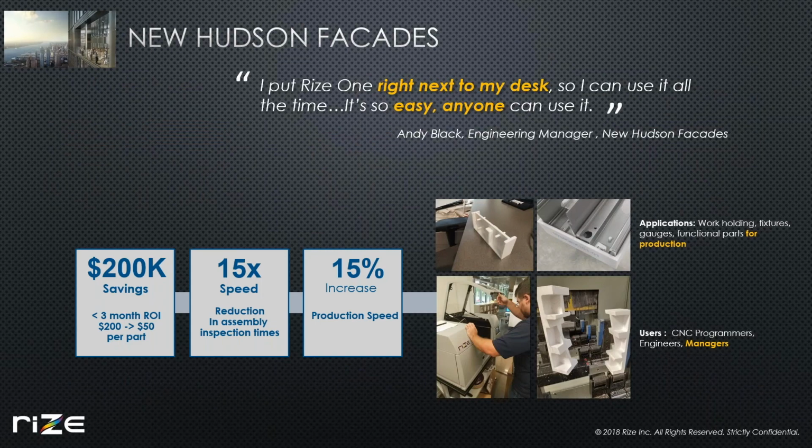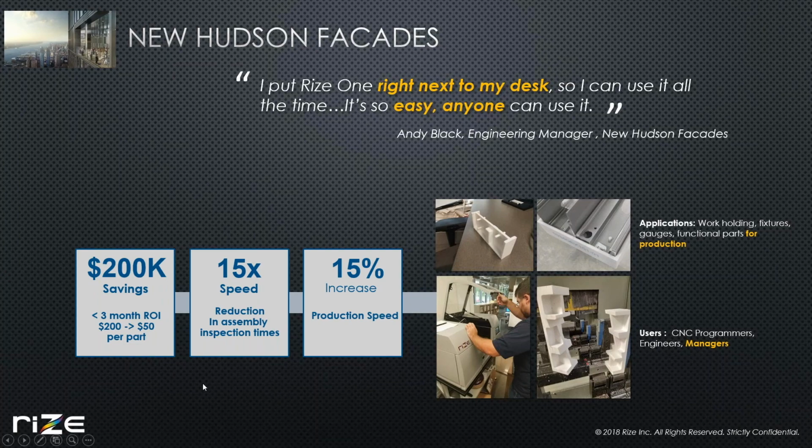Let's take an example of one of our customers, New Hudson Facades. We never expected that someone in AEC industry would be using our products, but it was quite interesting to us that they have a RIZE printer, and they are doing work holdings, they are doing fixtures, gauges, functional parts for production. And you can see here a facade that they are assembling using the RIZE. And the users are CNC programmers, engineers, and managers, so everybody across the board.